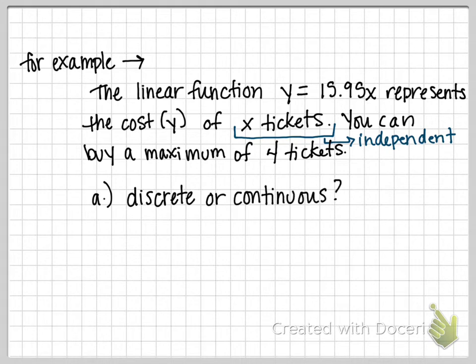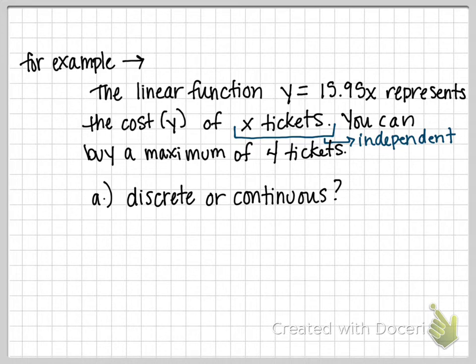Part A asks us, is this discrete or continuous? And again, because this is a word problem, this is why we are asked about discrete or continuous. We're not given a graph here. We can't see if it's points or not. So we have to determine it from the word problem. Look at our independent variable, tickets. Remember what we said. Discrete domain means that the independent variable cannot be broken into smaller parts. Can you break tickets into smaller parts? If you're going to a movie, can you buy a half ticket? No. So this would be an example of discrete domain because you can only buy 1, 2, 3, or 4.